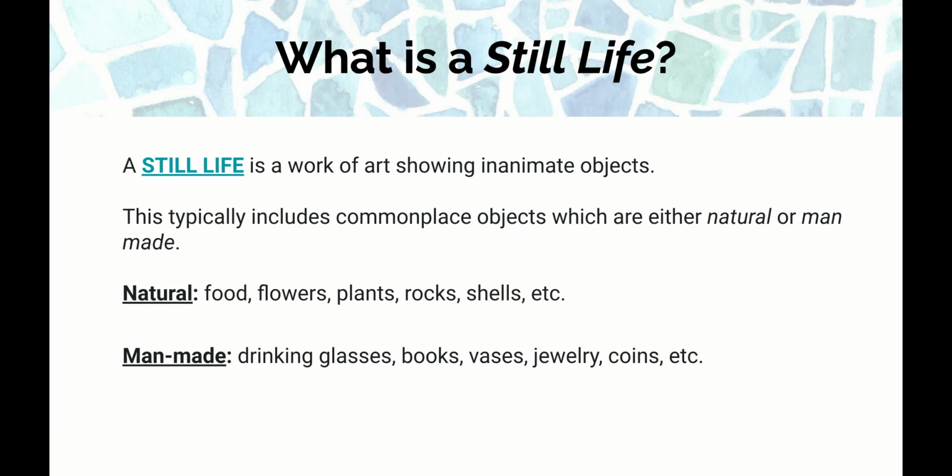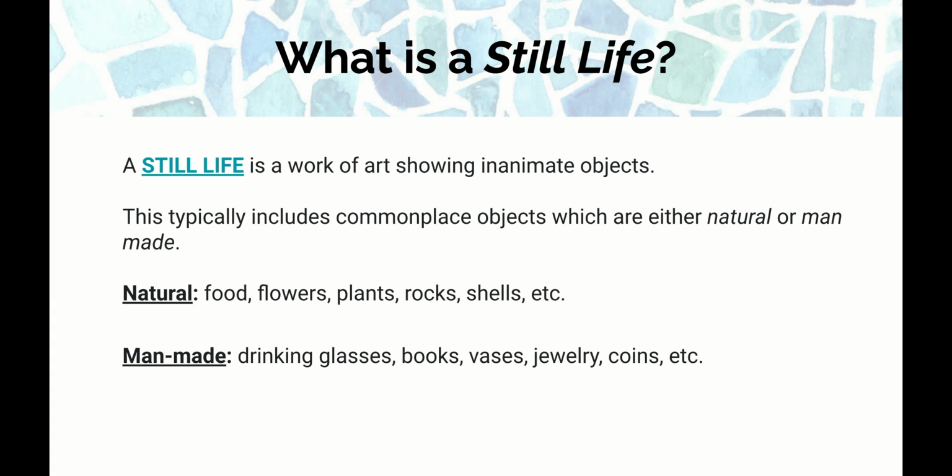So, what is a still life? A still life is a work of art showing inanimate objects, and inanimate is just another word for saying that they don't move. So, typically, this includes commonplace objects, which are either natural or man made. So, you can have an object that's living, but it can still be inanimate. For example, food would be a natural object that you could choose, but things like flowers and plants and shells, well, shells maybe not so much, but flowers and plants are living, they're just not moving. A man made object could be something like a drinking glass, a book, a vase, jewelry, coins, sneakers, basketball, anything like that is a man made object. Try to think of things that you could hold in your hand or in your hands.